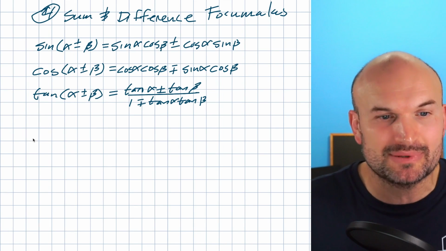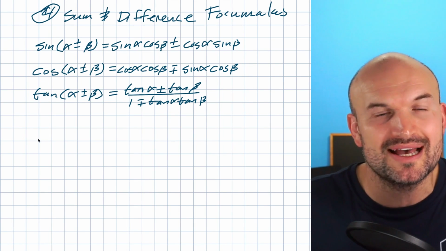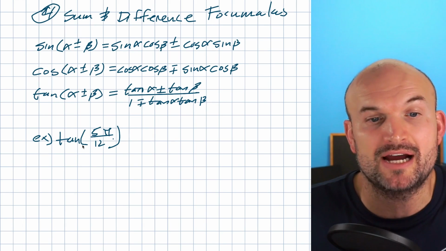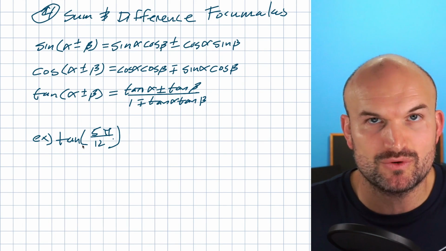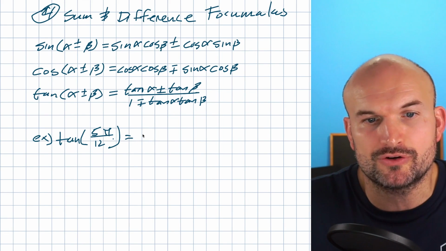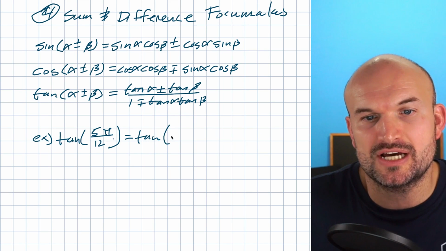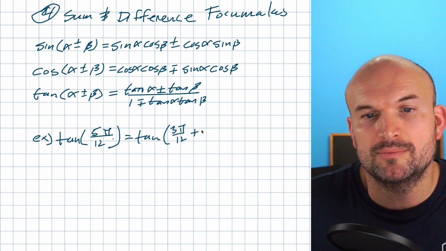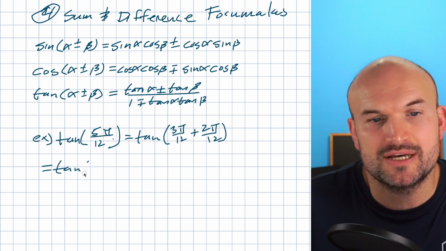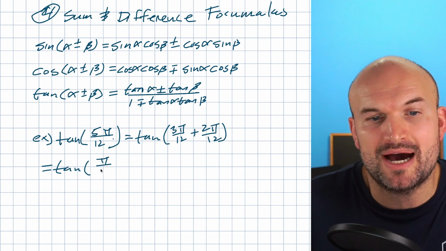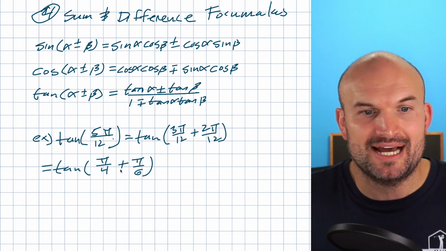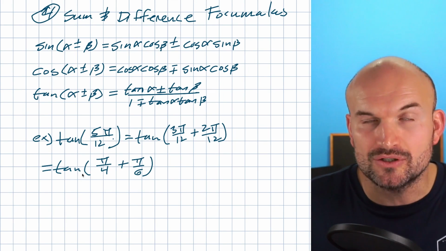Let's go and take a look at a basic example of why we would need the sum and difference formulas and how they could be helpful. So what if we had something like tangent of 5 pi over 12 and we had to evaluate it? Now notice that 5 pi over 12 is not on the unit circle. So this is not something that I am fully aware of. However, hopefully you can agree, we can rewrite this as a tangent of 3 pi over 12 plus 2 pi over 12. And we can simplify that to equal a tangent of, let's see, 3 pi over 12 can be reduced to pi over 4, and 2 pi over 12 can be reduced to pi over 6.